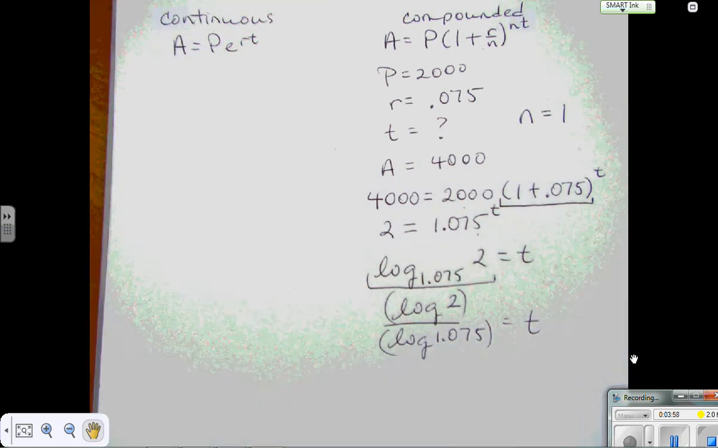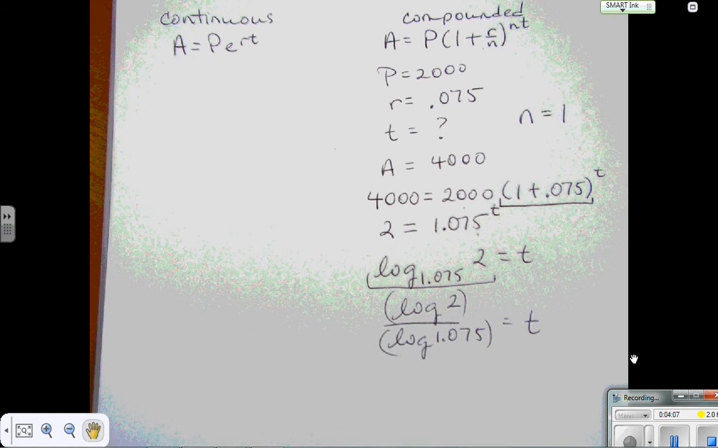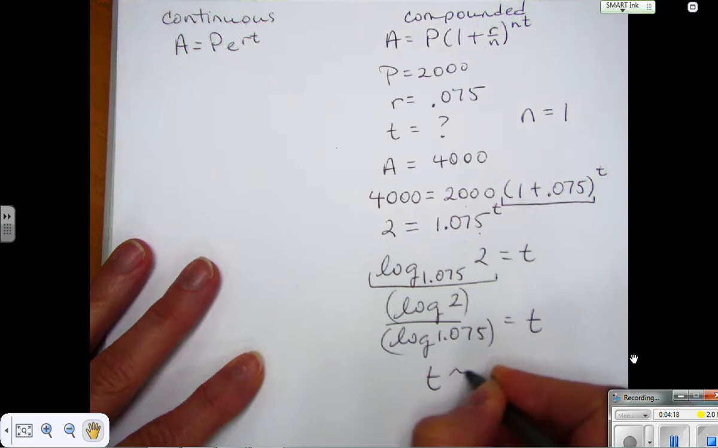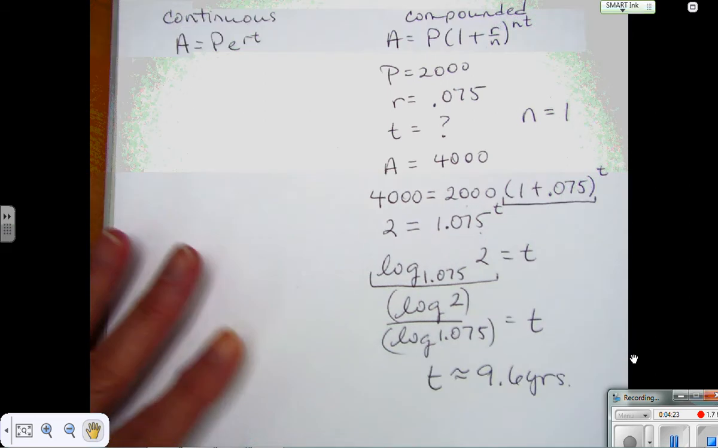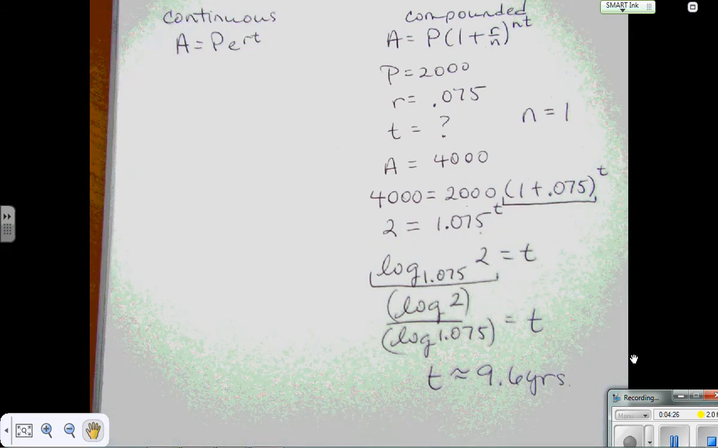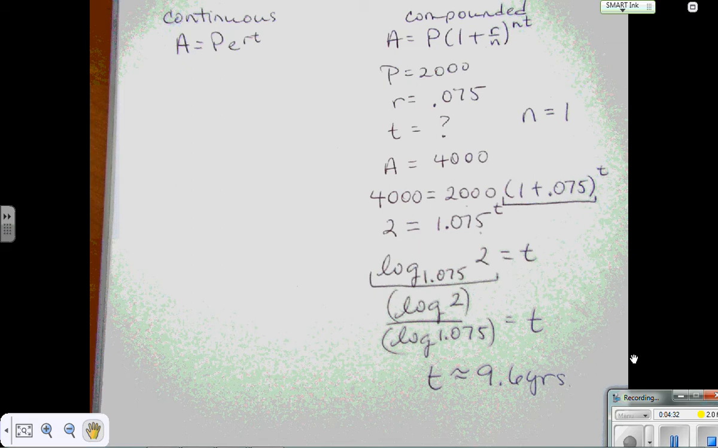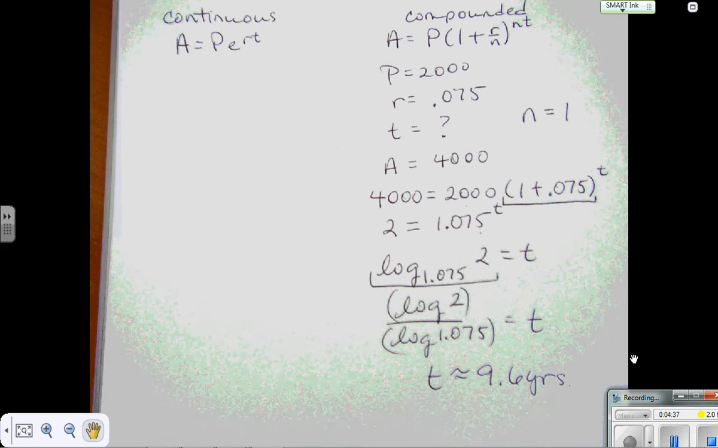So go ahead and type that into your calculator. Log 2, close the parentheses, divide by log 1.075, close the parentheses. And I'm getting about 9.6 years. If they want you to round it differently on the assignment, that's fine. Why didn't we use ln? Because it's not base e.